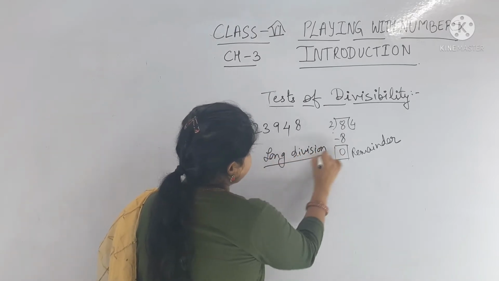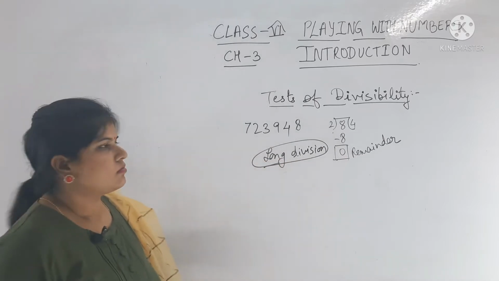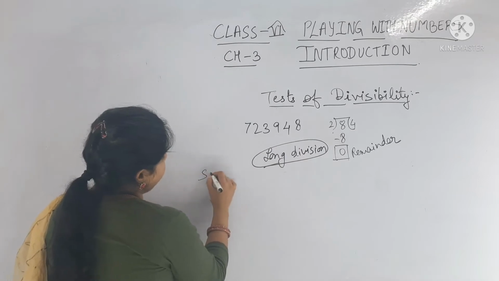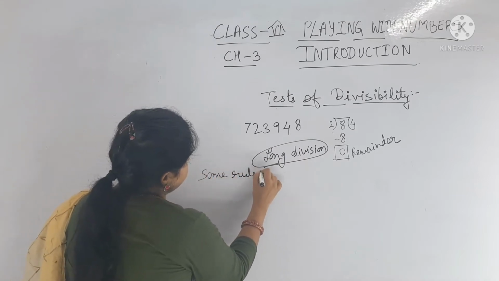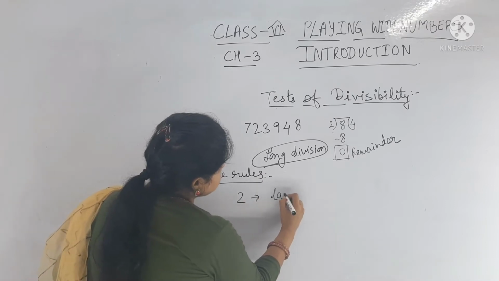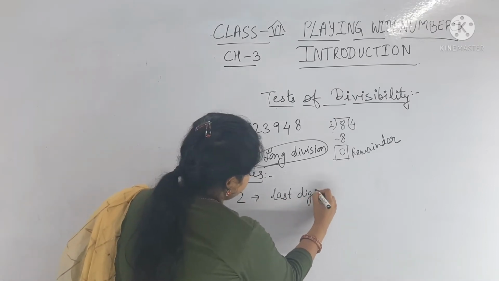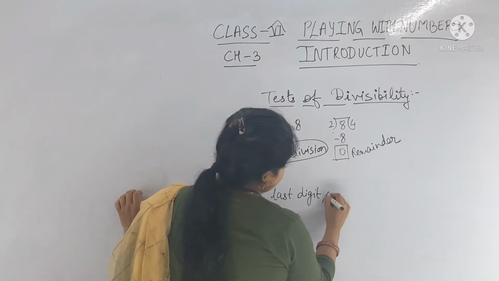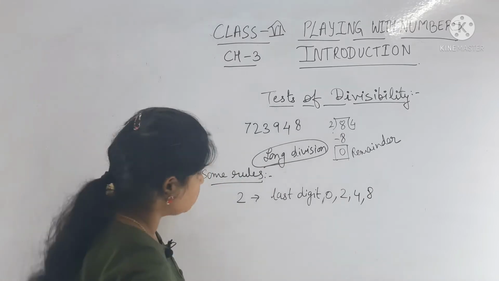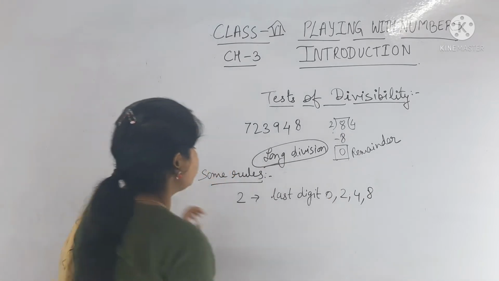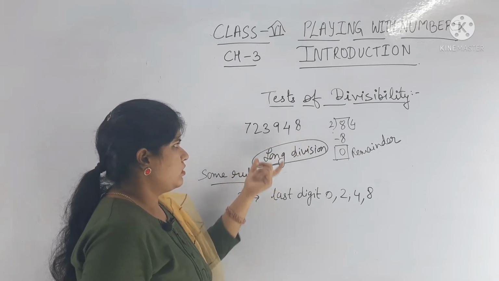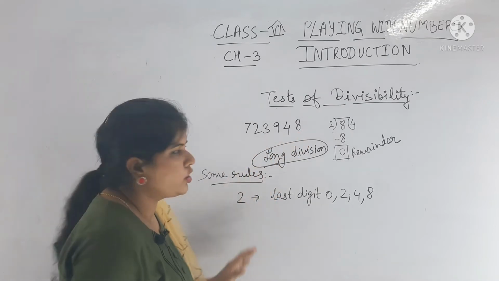It will be long division for that. Okay, so what we will do, we have some rules for divisibility. For 2, the last digit will be 0, 2, 4, 6, 8. Okay, last digit should be 0, 2, 4, 6, 8. Here it is 8, so it will be divisible by 2.